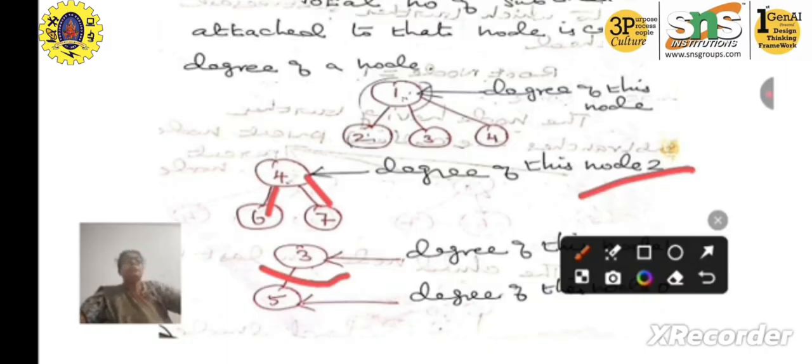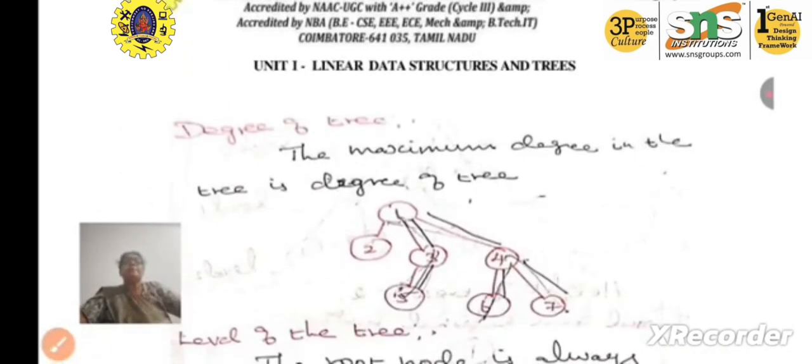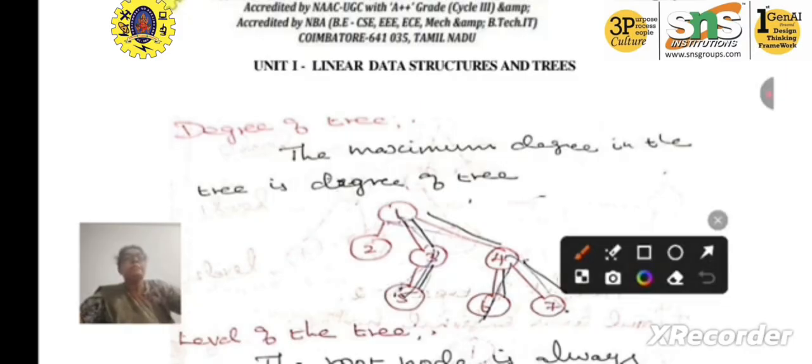The next one, degree of the tree. The highest degree among all the nodes in a tree, that is, the maximum degree in a tree, is called the degree of the tree. The maximum degree here is from 1 to 2 and 2 to 7. This is the maximum degree in the tree. The degree of the tree is 2.